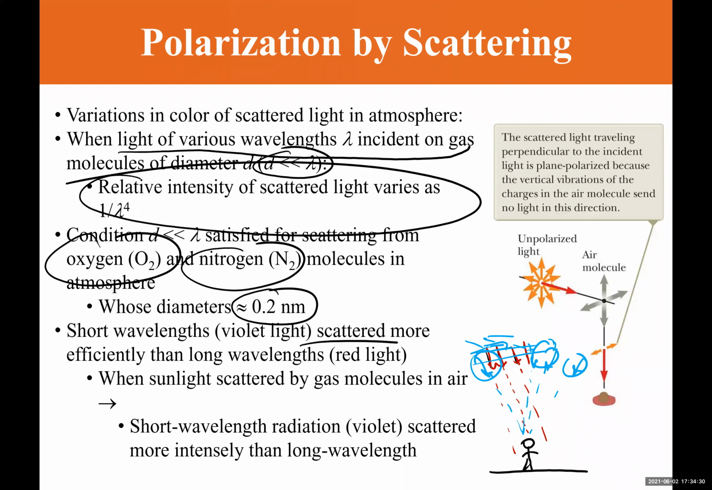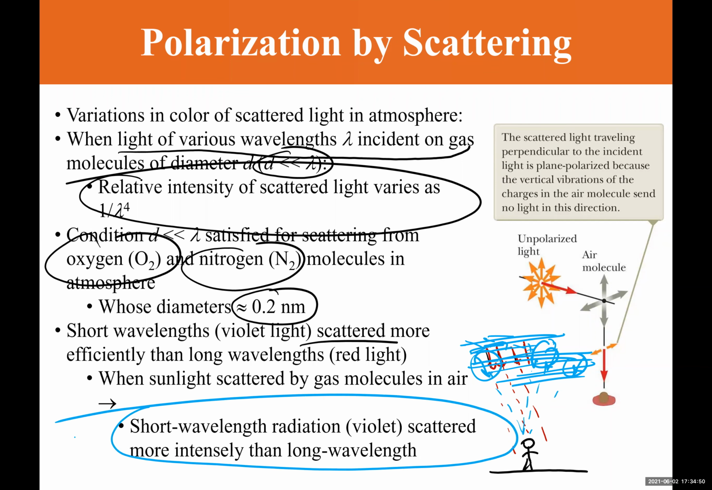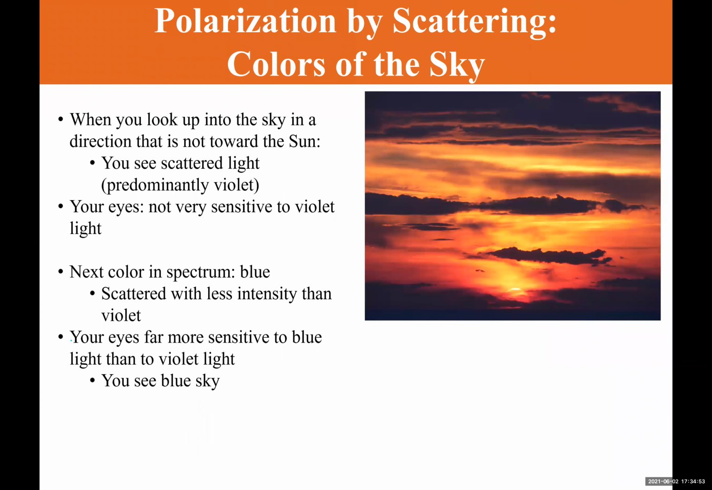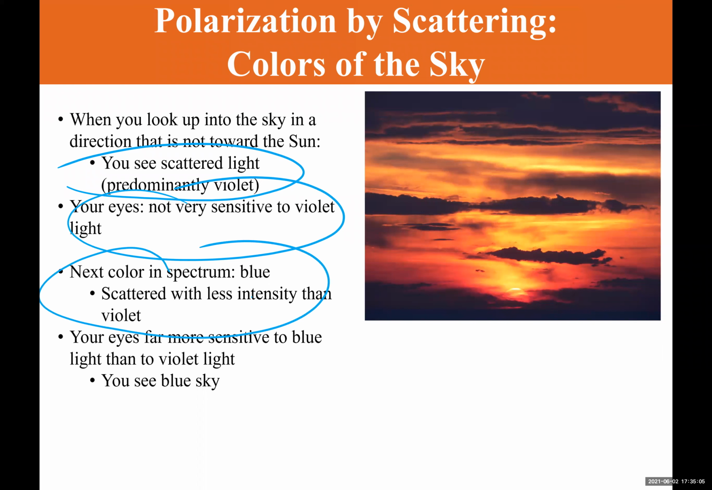So that's why the sky appears blue to you. When you look at the sky, maybe a billion times more blue photons reach your eye, because they're being absorbed and re-emitted in random directions. Again, short wavelength radiation is scattered more intensely than long wavelength. So when you look at the sky you see scattered light that is violet, but our eyes don't see the violet, so we see blue, and our eyes are much more sensitive to that.